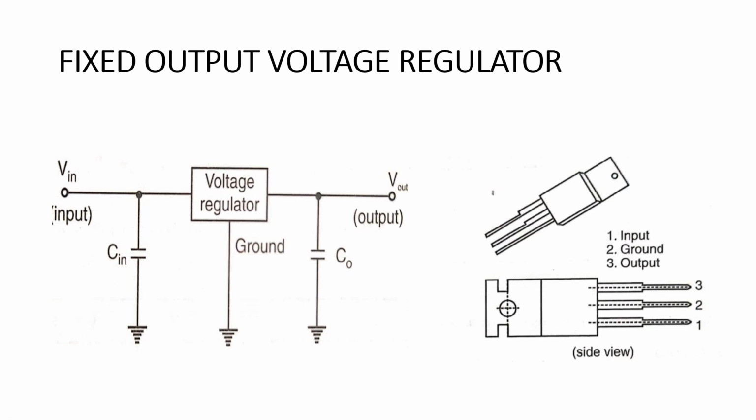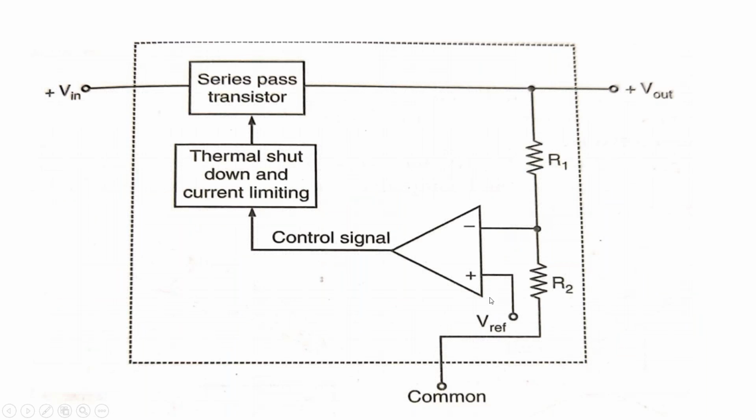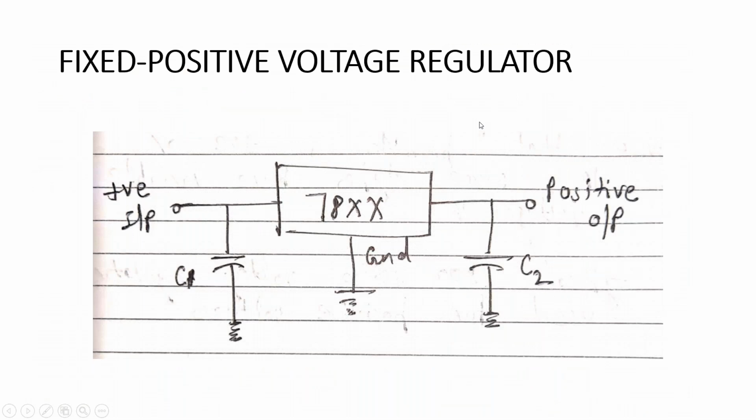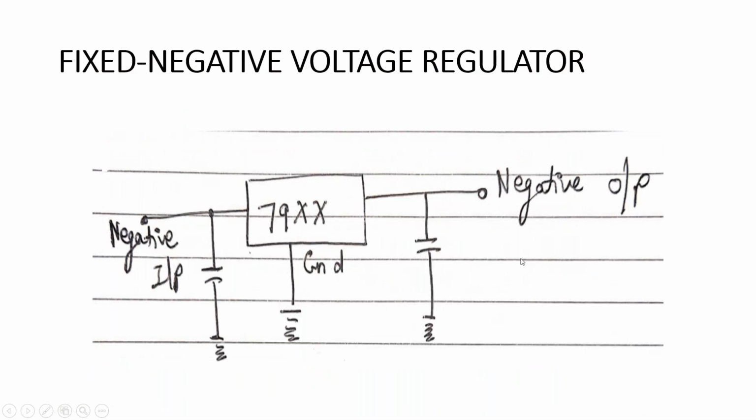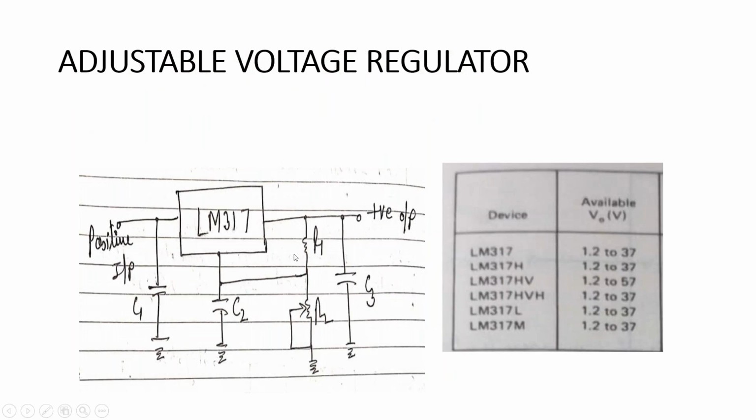Fixed output voltage regulators are three-terminal devices. Here you can see this is the diagram, the general basic block diagram. Then fixed positive voltage regulator, fixed negative voltage regulator. Then we have studied about adjustable voltage regulator, and adjustable voltage regulators are available in LM317 IC. So here the output voltage can be adjusted by R1 and R2.